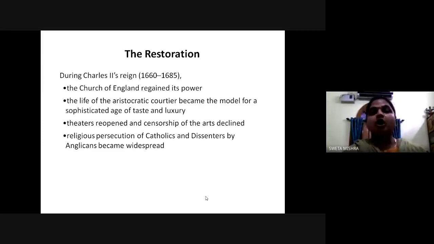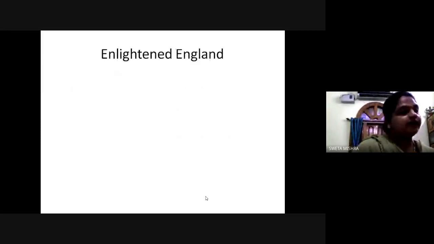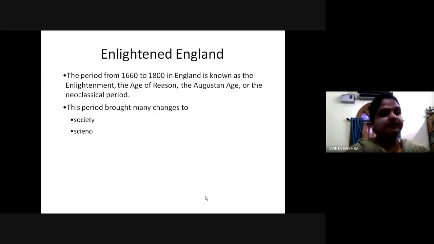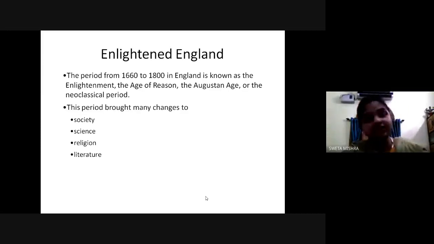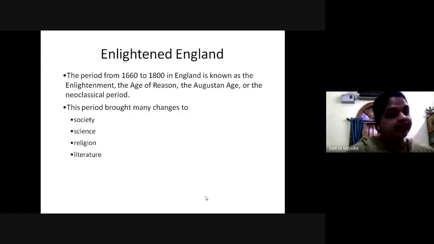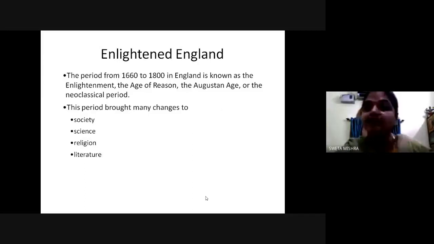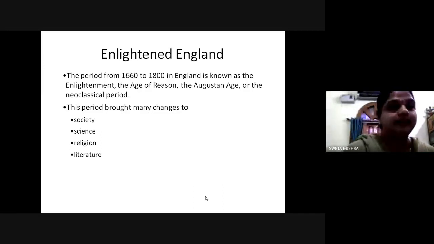Religious persecution of Catholics and dissenters by Anglicans became widespread. The Catholics and the dissenters were harassed a lot during this time. Now, who were the dissenters? Basically, the dissenters were the separatists, the Protestant Christians who had separated from the Church of England in the 17th and the 18th century. That's why we call them the dissenters.